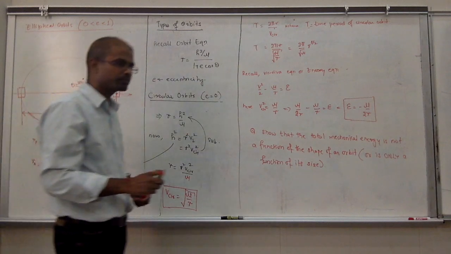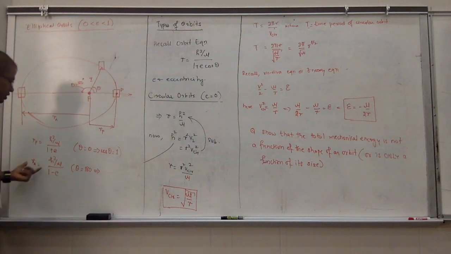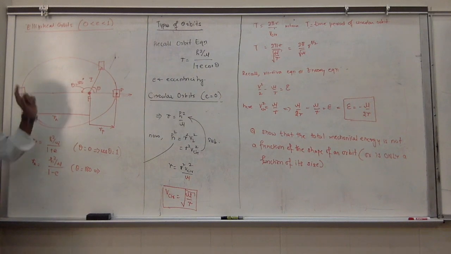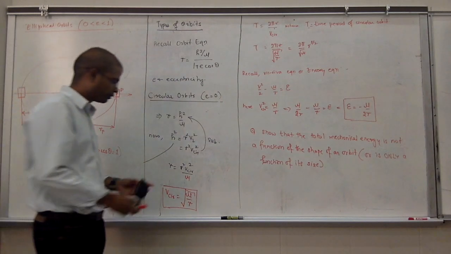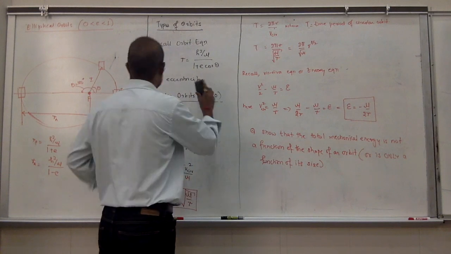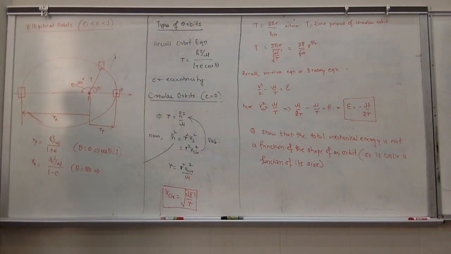We said this is the point of closest approach, right? So the distance between the central body and this point of closest approach, the farthest approach has to be the largest. So you can see from this that this point of farthest approach is most away from this. All right, let's stop here. We'll continue with this in the next class. But try to understand this.